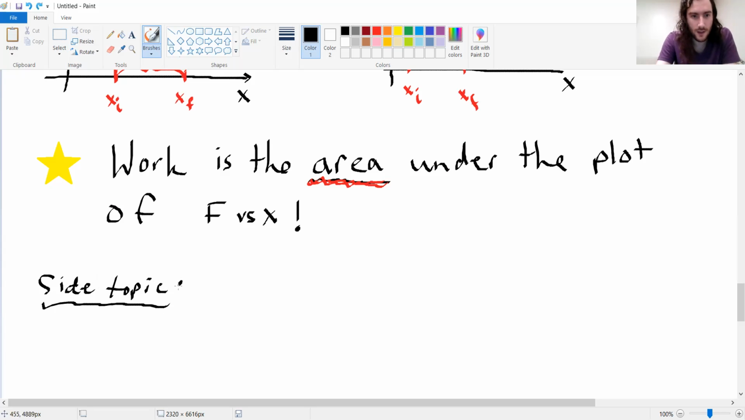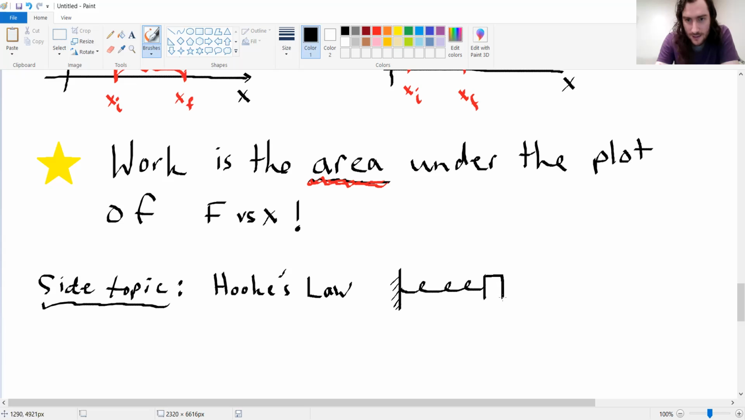Whoops, side topic, Hooke's law. This is an example of a nice, simple linear force. What Hooke's law says is that suppose you have a wall here. So this is a wall, and you attach a spring to the wall. And you put a mass at the end of that spring.